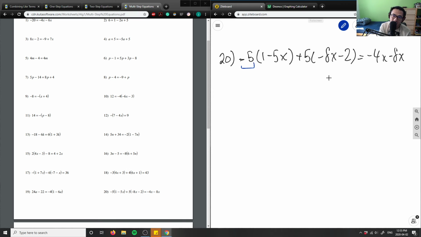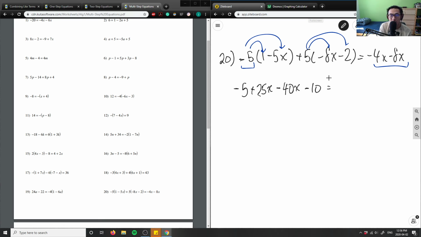Let's collect like terms, or sorry, let's distribute these first, and then also collect these two like terms in one step. So I have negative 5 times 1 here is negative 5. Negative 5 times negative 5x here is positive 25x. Positive 5 times negative 8x here is negative 40x. Positive 5 times negative 2 is negative 10. And that equals, what's minus 4x minus 8x? This will equal negative 12x, right?